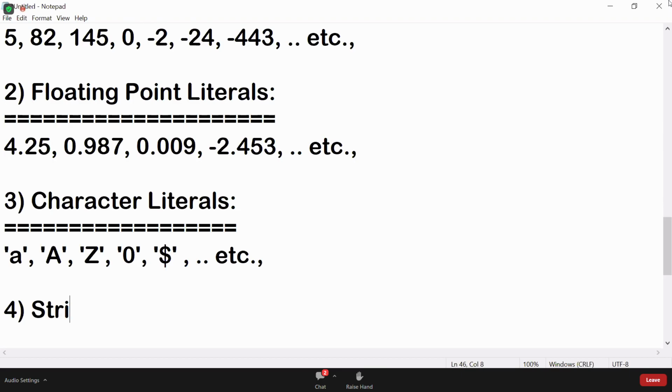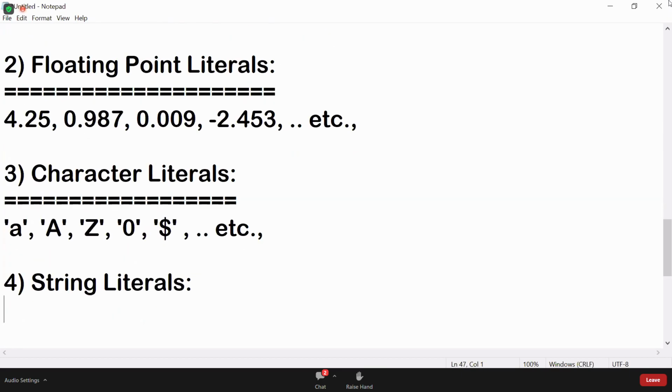Fourth one, string literals. Before that, the character in a character literal can be an alphabet, a digit, a special symbol, or white space. But single quotes are compulsory. These are all very basics, but don't neglect them. Very basics are also important.